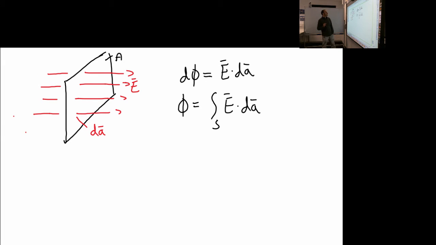Okay, so let's suppose that we have some charge Q, which is located at the origin. And what we want to do is determine what the flux is through the spherical surface of, let's say, radius r. Okay, so here we have our field lines, which are passing through that surface.